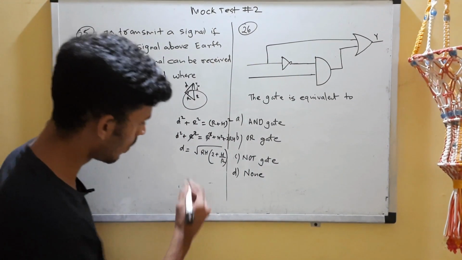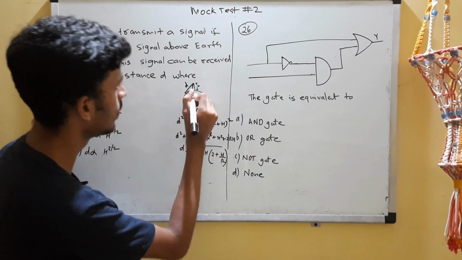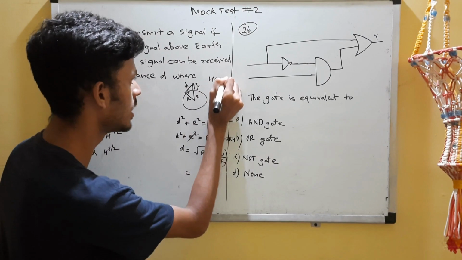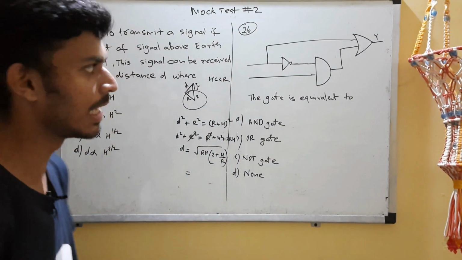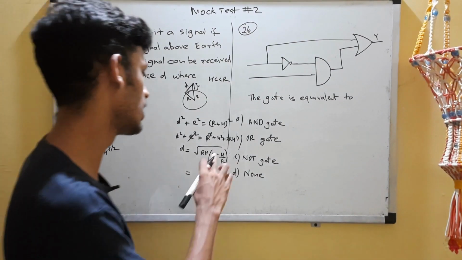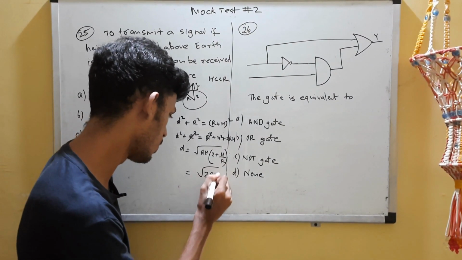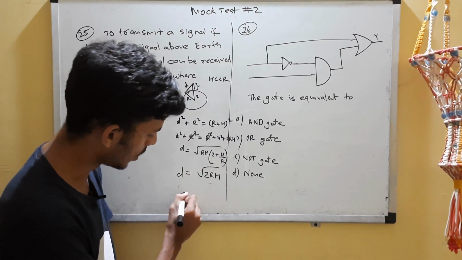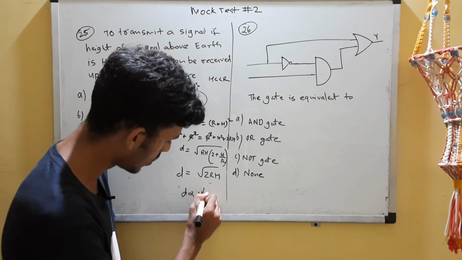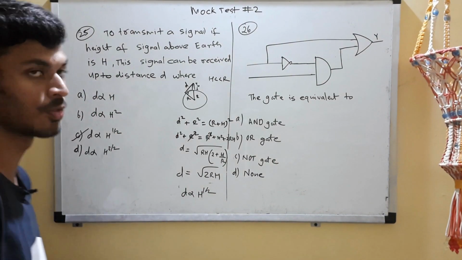Now if you see h by r, the height h is pretty much less than the radius. Of course, the height of the tower is pretty much less as compared to the radius of the earth, right? So this will be almost 0. So d is under root 2rh. So d is proportional to h to the power half, root of h. So option C is the correct choice over here.